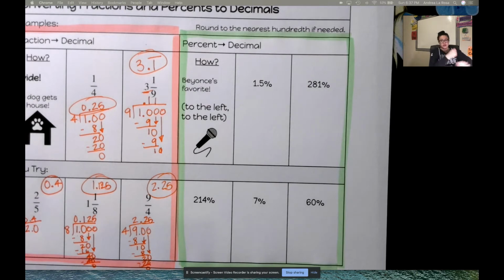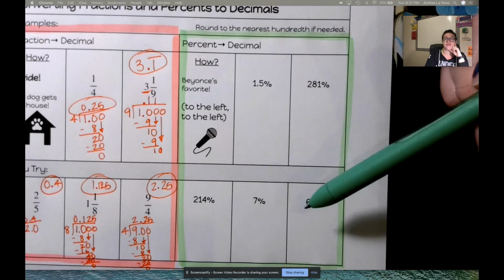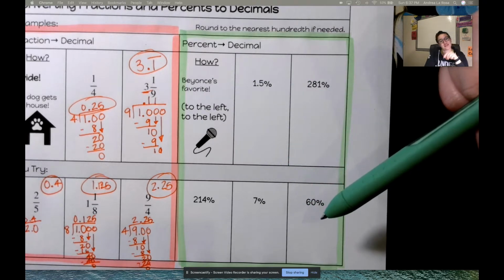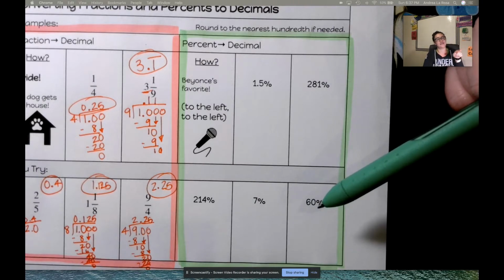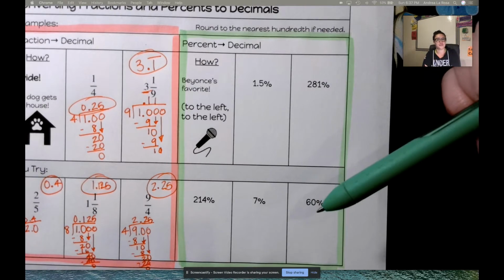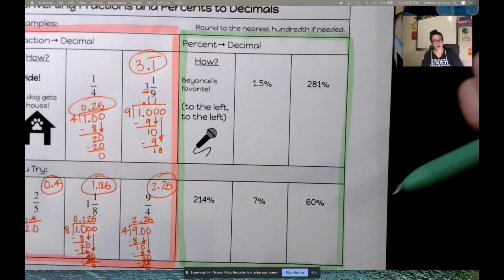So to convert from a percent to a decimal, again, if you had me last year, I say the craziest things, but I can tell you for a fact, this is Beyonce's favorite thing to do, because to convert a percent to a decimal, you move that decimal to the left, to the left, to the left, to the left. Holding for laughter. All right.